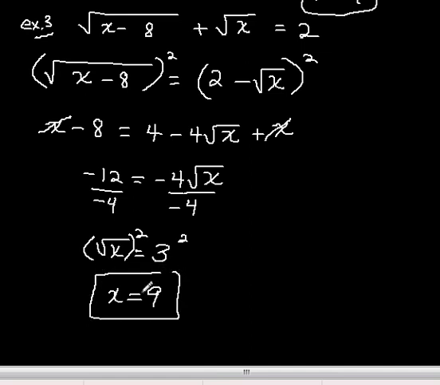Again, you need to check these because you can get false solutions. So here we get 9 minus 8 gives you 1. I'll write it up here this time. Plus the square root of 9 is 3. 1 plus 3 does not equal 2. So this does not work, so there's no solutions.